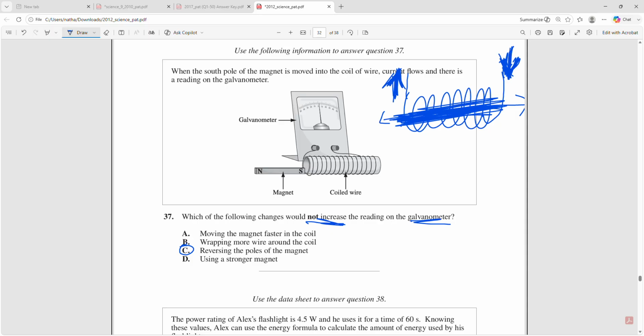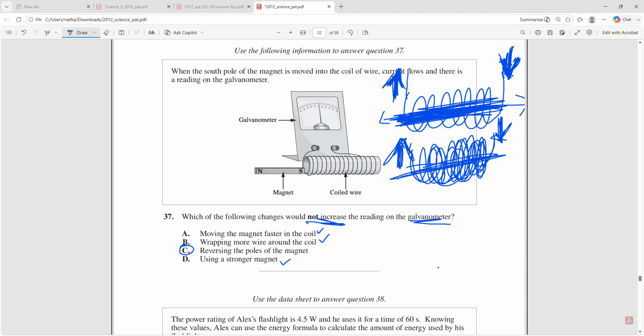Moving the magnet faster in the coil would make a higher reading. Wrapping more wire around the coil would also. I didn't mention that one, but if you only have a few coils and then you move the magnetic field, it's going to get some current. But if we have more coils wrapped, that is going to cause more current to flow, because more of that wire is getting affected by that magnetic field. Using a stronger magnet will also result in more electron flow.